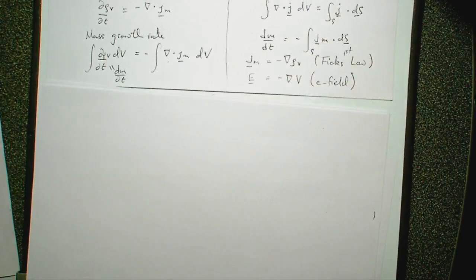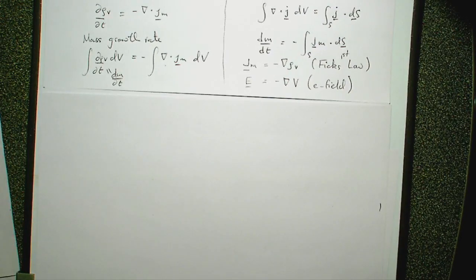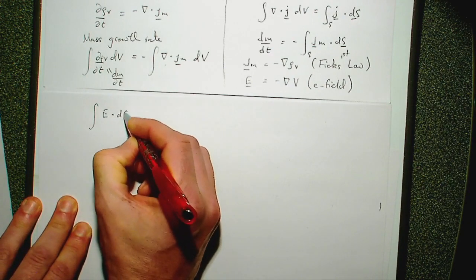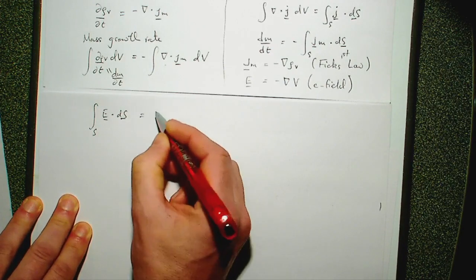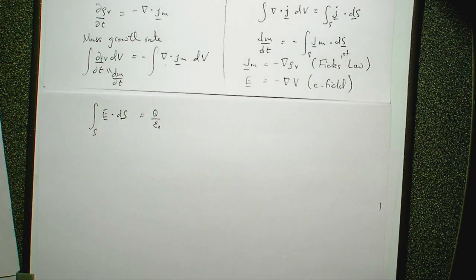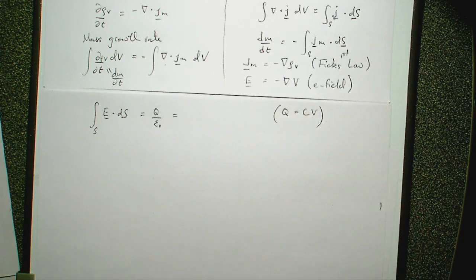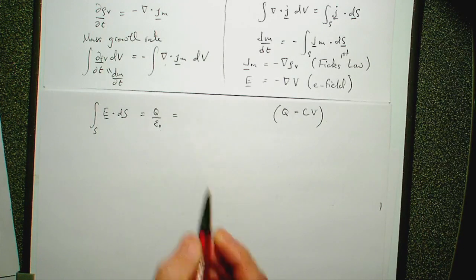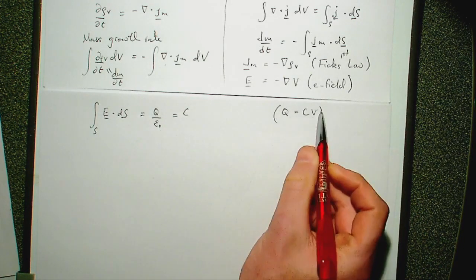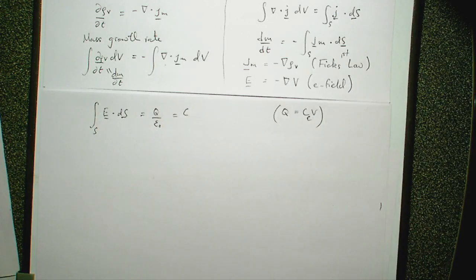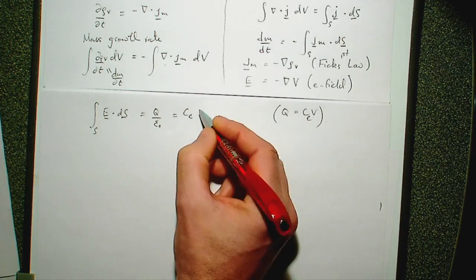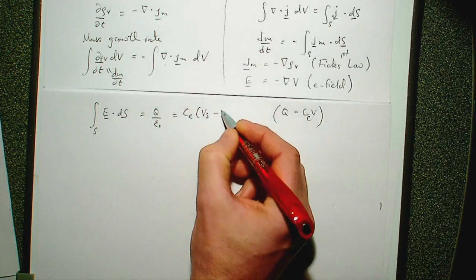Now recall from electrostatics Gauss's theorem: the integral of E dot dS over a closed surface is equal to Q divided by epsilon naught, remember that? And Q equals C times V. Charge equals capacitance times potential. Fairly straightforward analysis of electrostatics and capacitors. So we can write Q over epsilon naught as C subscript E, the electrostatic capacitance, times V at the surface minus V at infinity.